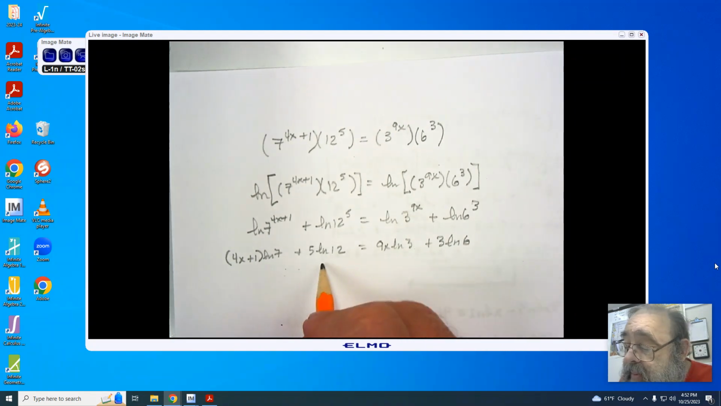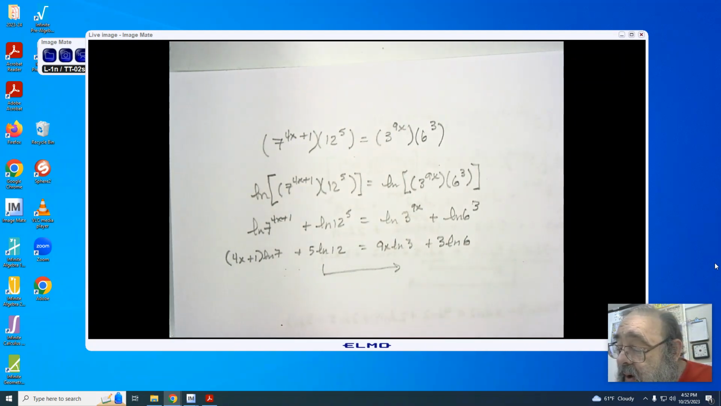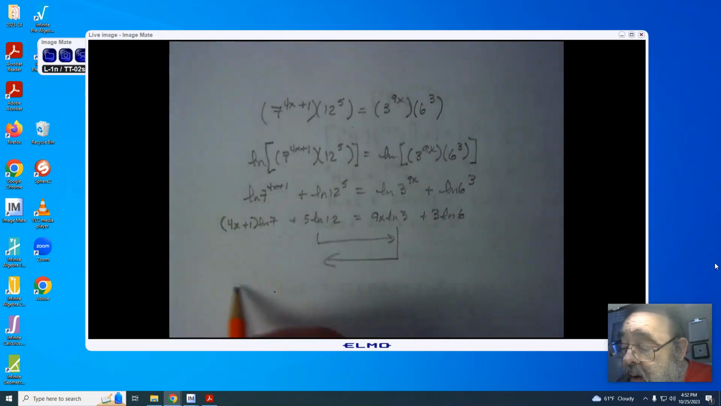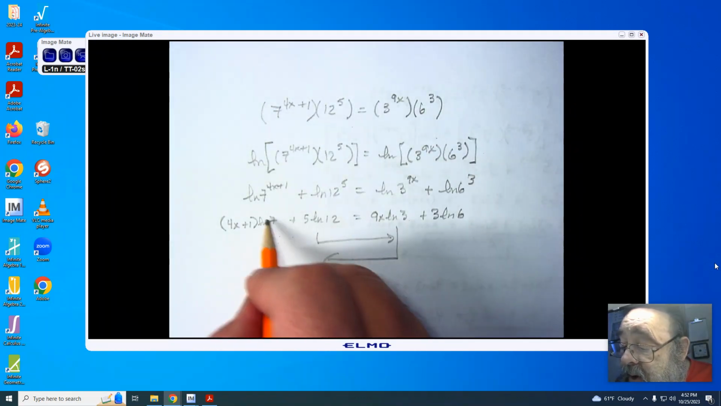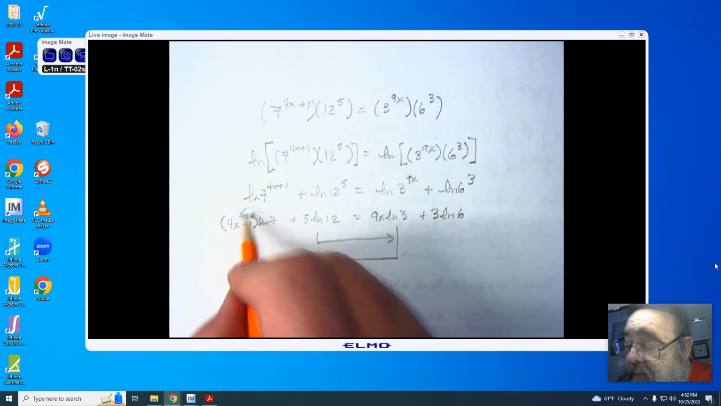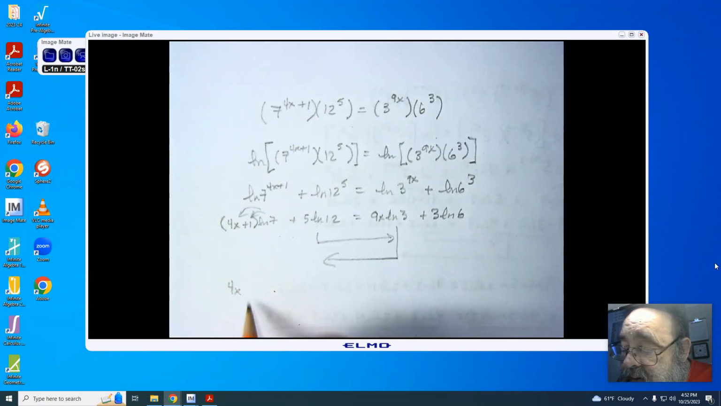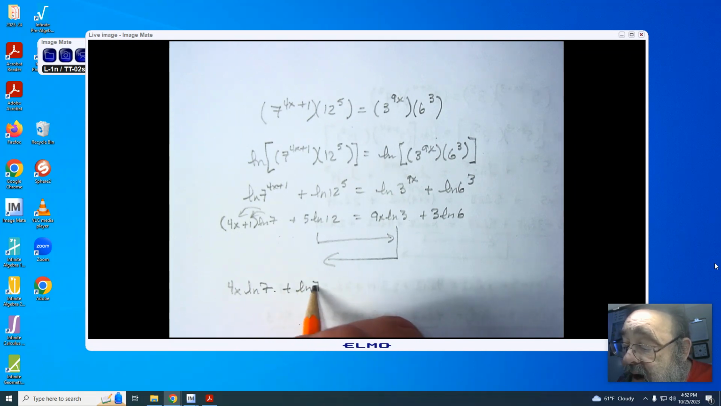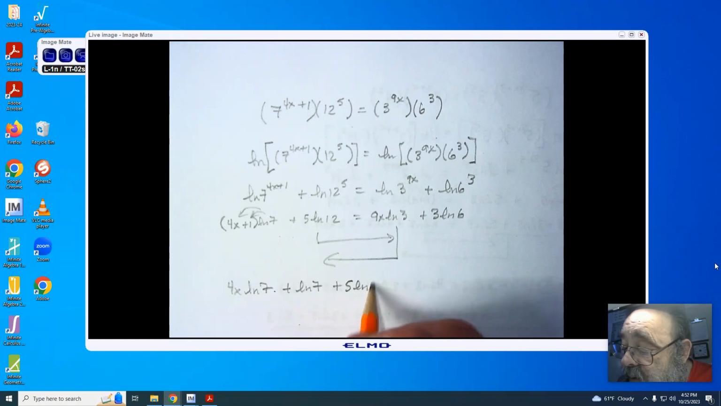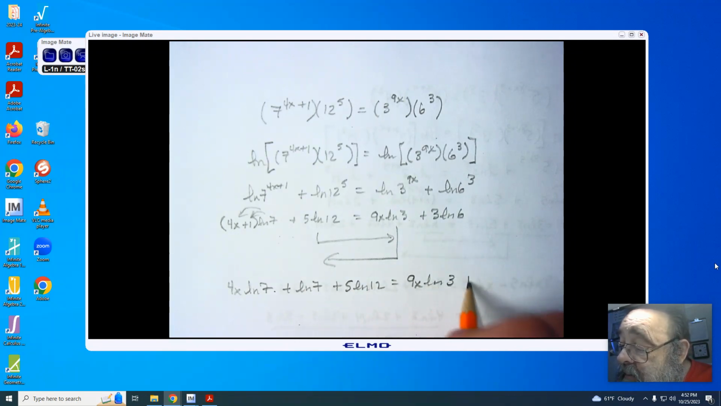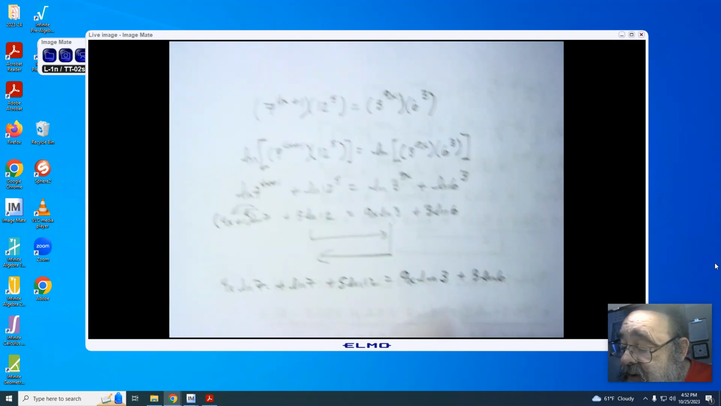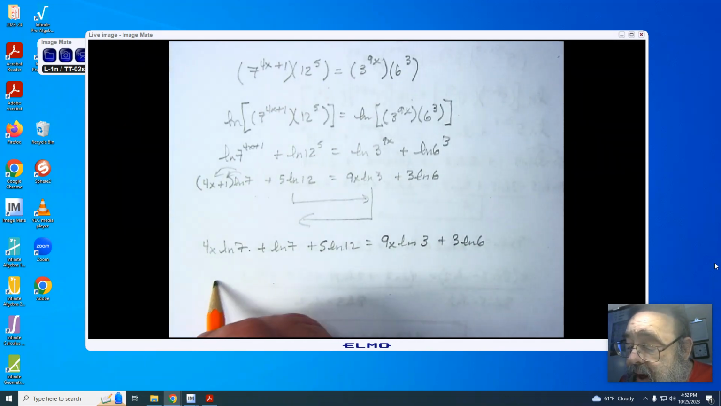We're now going to move the pieces that are non-x's to the right. X's go to the left. So we've got to distribute this and then move pieces. So I have 4x ln of 7 plus ln of 7 plus 5 ln of 12 equals 9x ln of 3 plus 3 ln of 6. And now I move things.